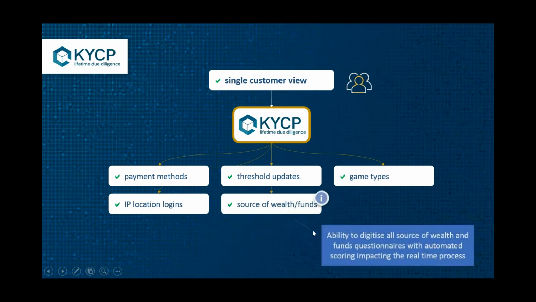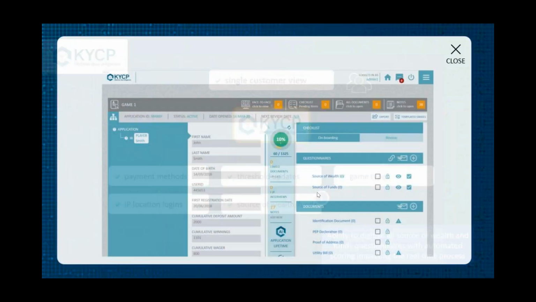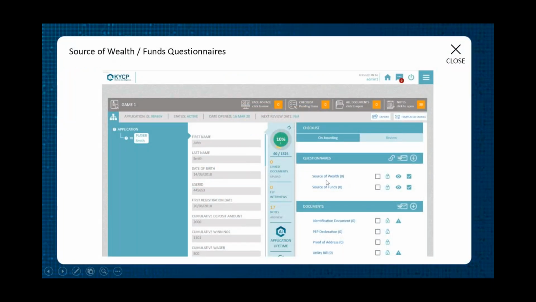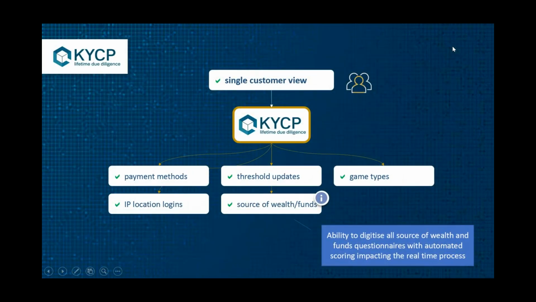Another data set that is used very often is the source of wealth and source of funds. The system KYC Portal allows you to digitize the questionnaires for source of wealth and source of funds, and allows you even to send them to the player to be able to fill them in for you instantly, even auditing and digitizing the process of source of wealth and source of funds, leading obviously, again based on the answers, to automated risk, to automated actions.